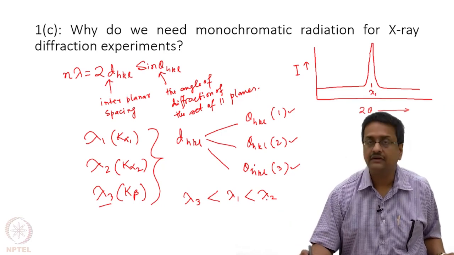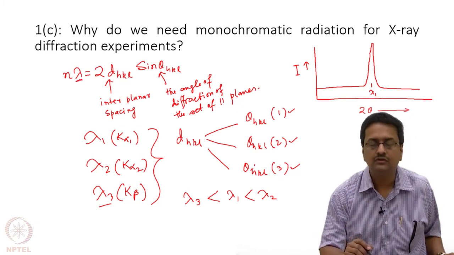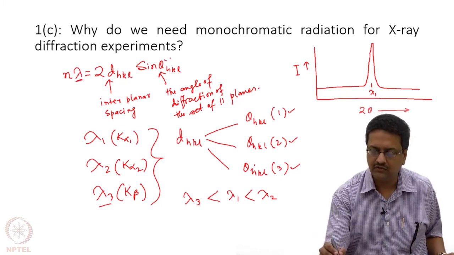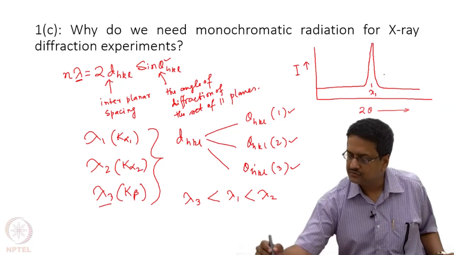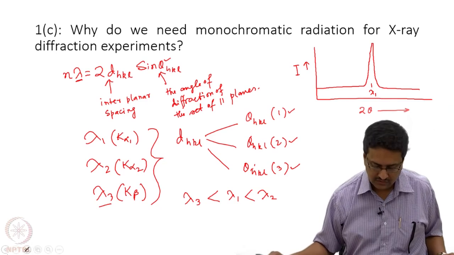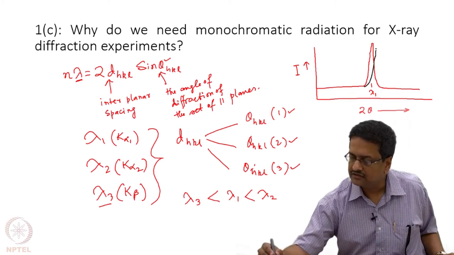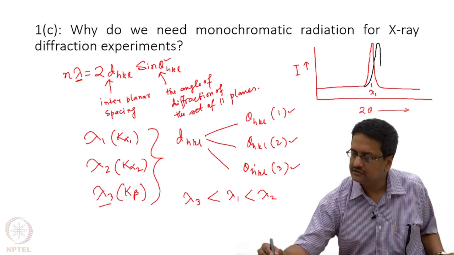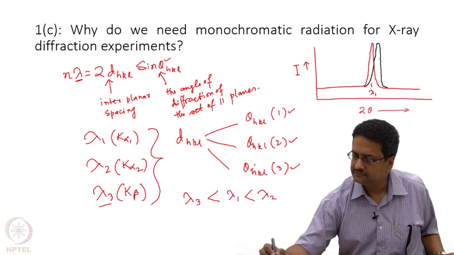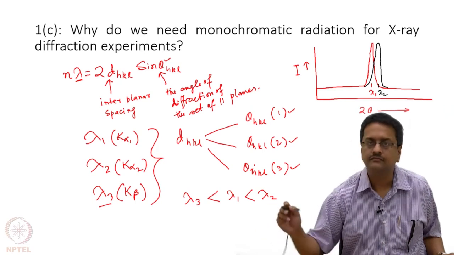The wavelength lambda 2 is the longest. A higher value of lambda corresponds to a higher value of sin theta. So, the corresponding peak for the K alpha 2 should appear at a slightly higher 2 theta value like this, for the wavelength lambda 2.